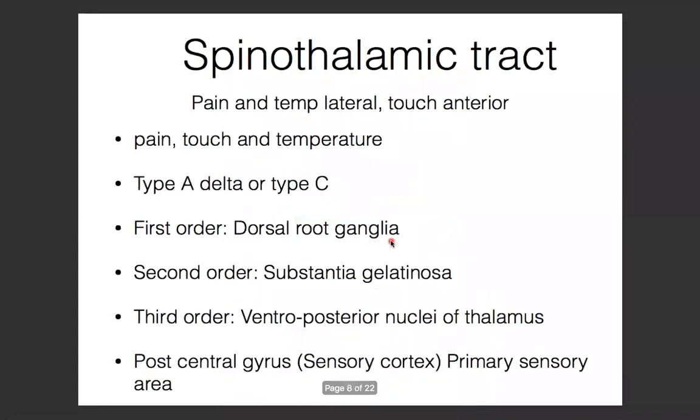Okay, we'll continue and then we can repeat it again after we're done with spinothalamic. We'll repeat the whole thing again so that no one's confused. So the spinothalamic tract, the second one, carries pain and temperature and touch.